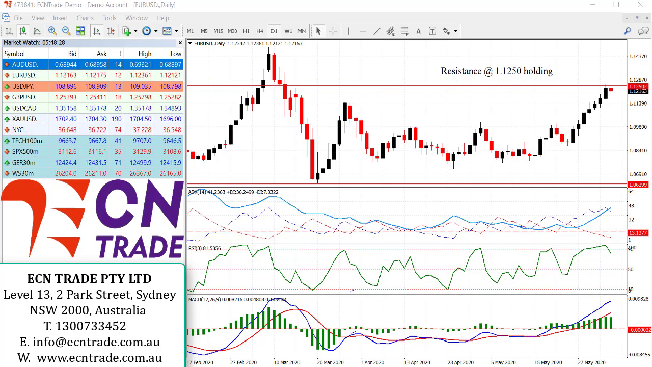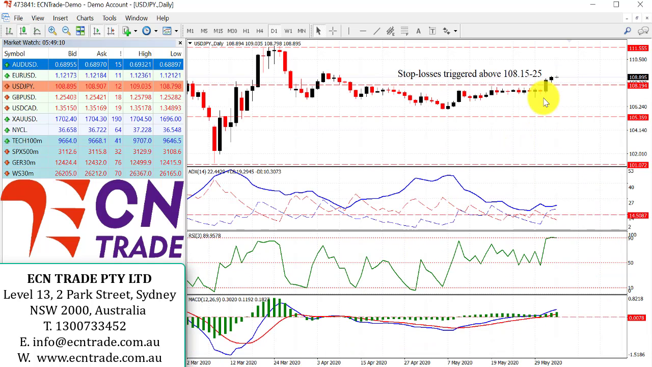We still have tomorrow the main event, which is the non-farm payrolls data release. The forecast is holding around an 8 million job loss, which is a decrease from the previous in April of 20.5 million job losses. But the unemployment rate is expected to rally to 19.7% from the previous reading of 14.7. Let's see if the market does respect that, and also whether the US dollar does retrace in the next 24 to 48 hours.